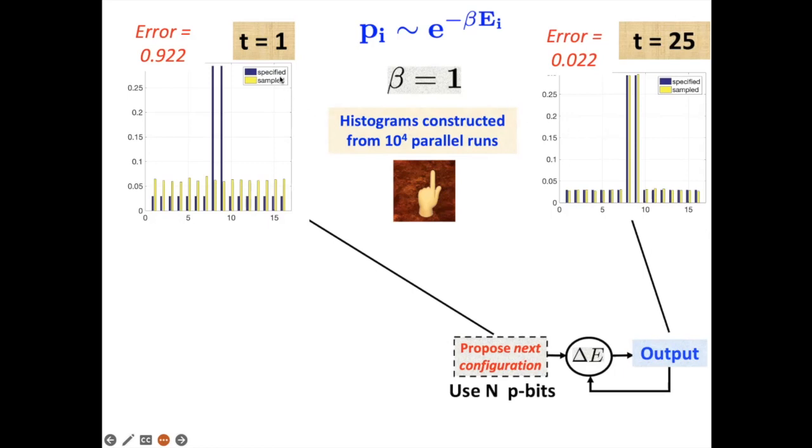When you start out at t equals 1, it won't have the correct distribution, but as you go along, after some time, it will have the right distribution. The way we construct this distribution is we do this in parallel for many runs. Here I use 10,000 runs to construct the histogram. Sometimes people collect the histogram from the time samples of a single run, but that brings in questions of whether the time samples are correlated or not. So what I prefer to do is usually have many parallel chains and construct the histogram from the parallel chains.